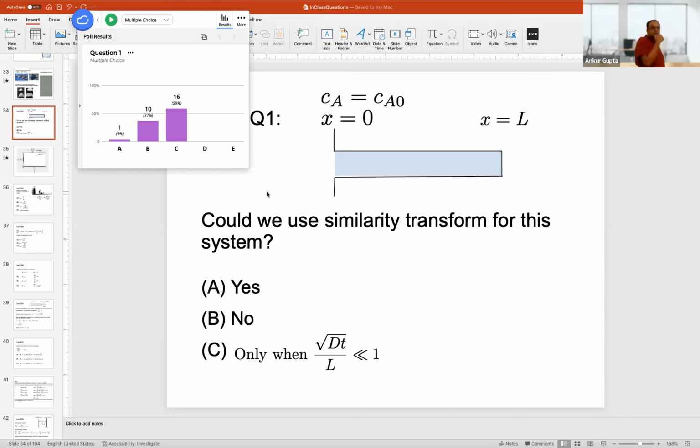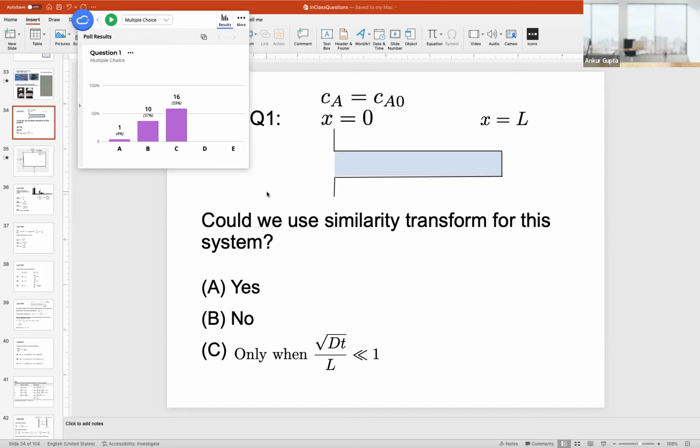All right, so some say no, I think maybe one answer is yes, and most of you think it's only when the square root of Dt by L is much smaller than 1. And the correct answer is C. Most of you did it right. Does anybody want to suggest why you think this is? Put it in physical words, not math.